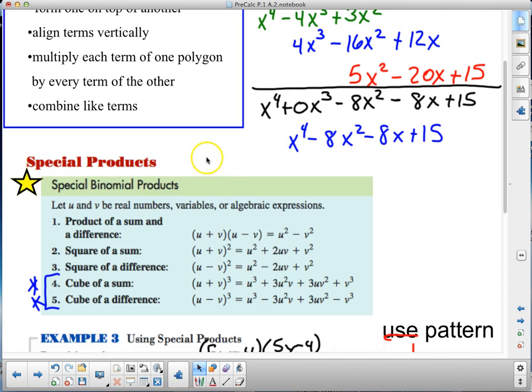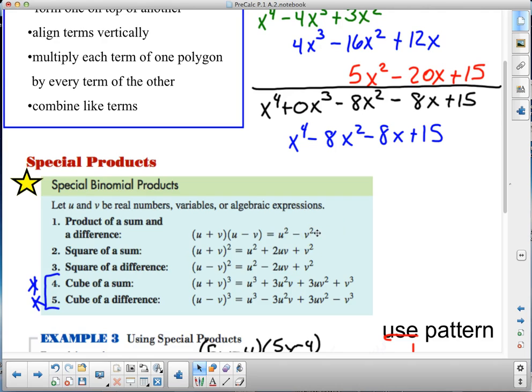Special products, special binomial products. Let u and v be real numbers, variables, or algebraic expressions. Product of a sum and a difference. Well, you've done this. You've got a sum and a difference. U and v are the same values, and this is the sum. This is the difference. Product of the sum and the difference: u squared minus v squared.